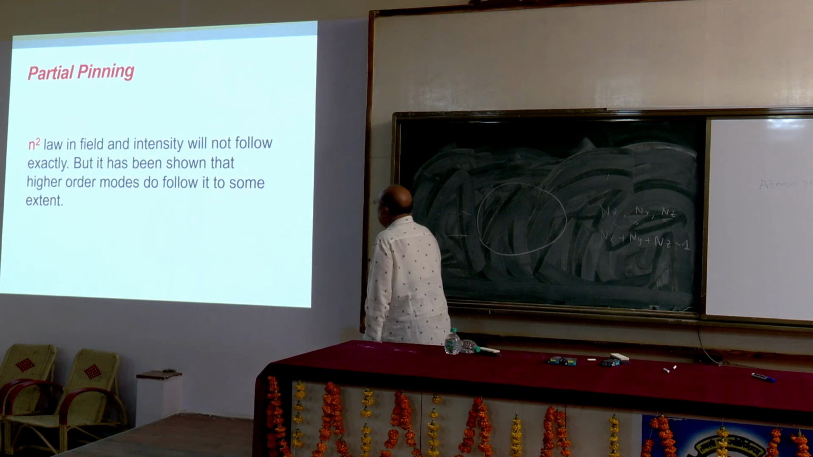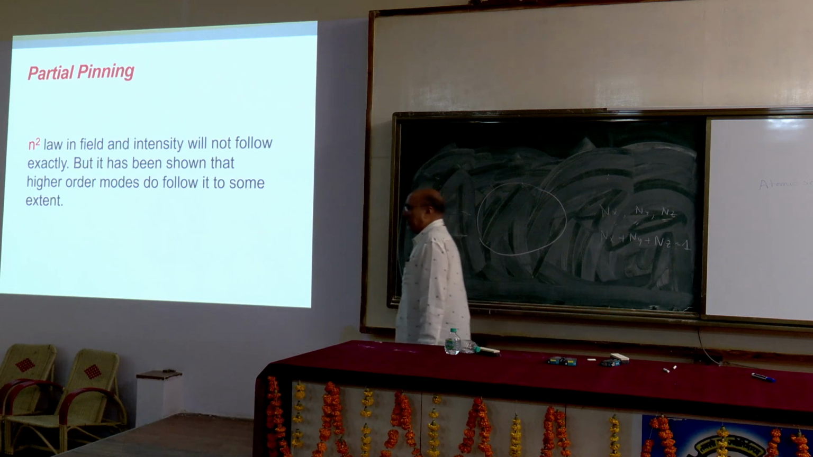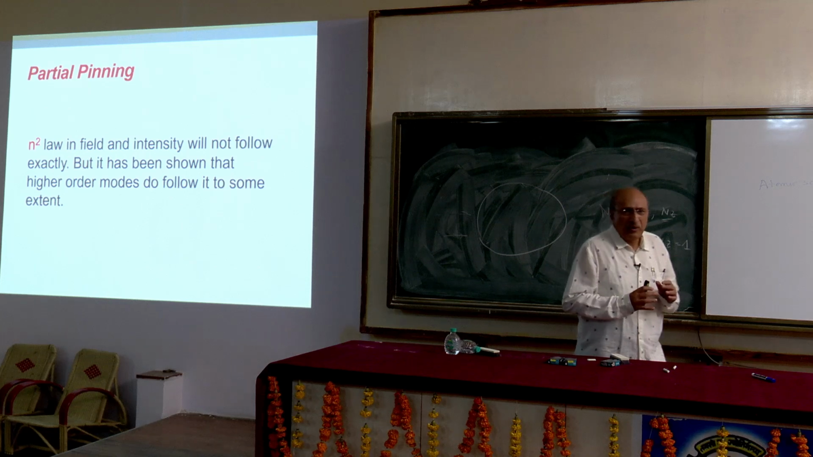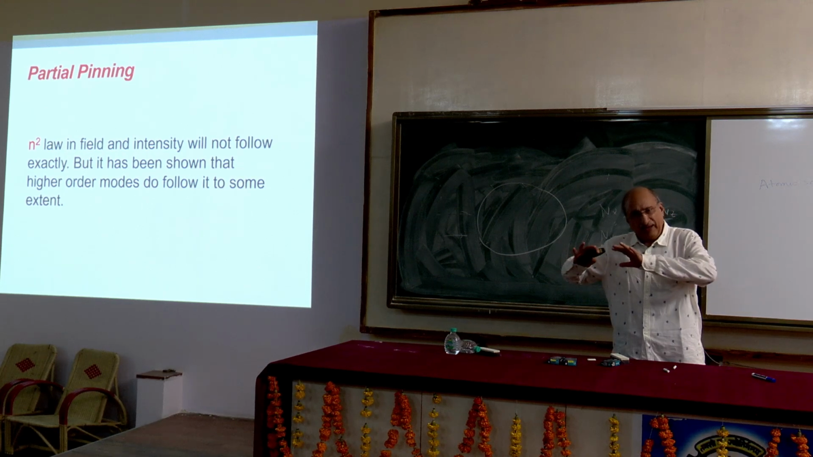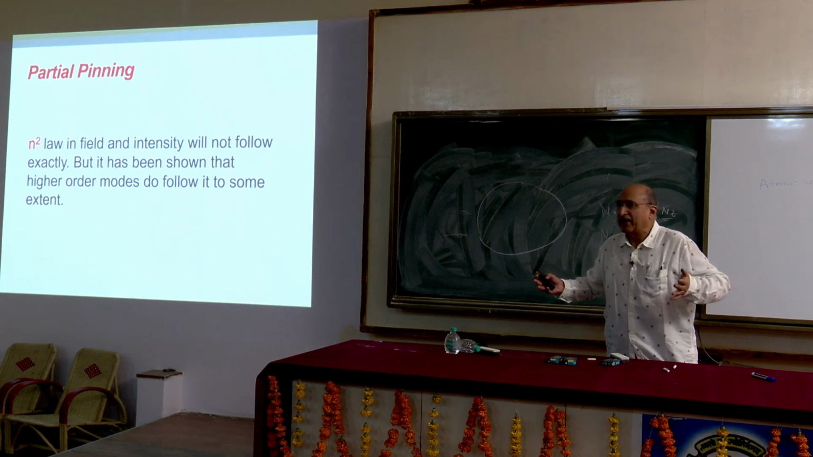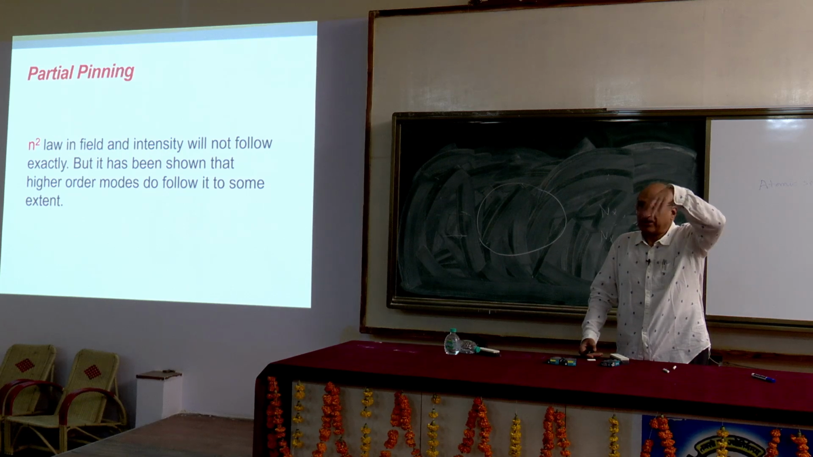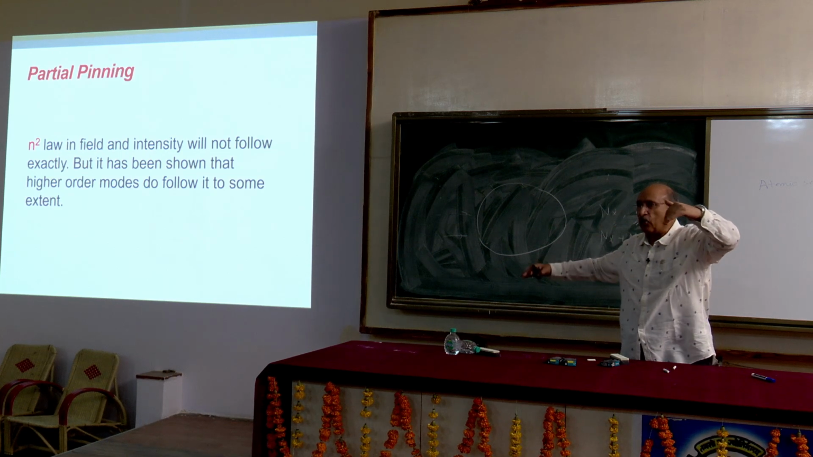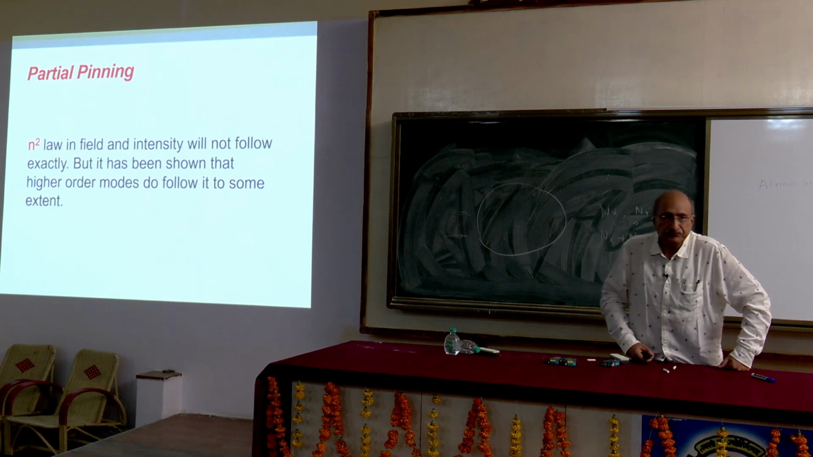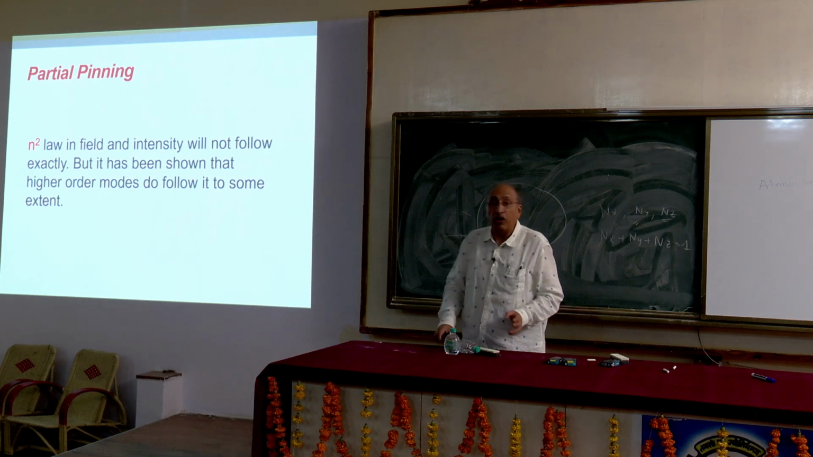So this is the n square law. Field and intensity will not follow it exactly, but it has been shown that higher order modes do follow it to some extent if there is partial pinning. So when you plot as a function of n square, not knowing what n is, you take various attempts, and whatever fits, the first 3 or 4 modes will be off. So you essentially look at the higher order modes and fit a line there, and the slope of that line will give you the exchange constant. This is one of the very important applications, because exchange constants are not very easily obtainable.